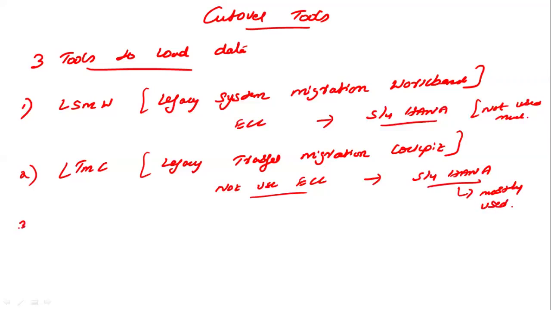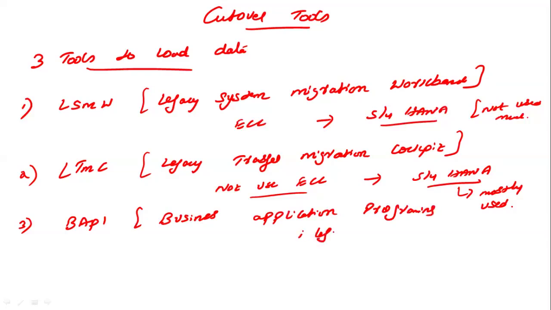Okay, then we have the third tool, BAPI, which is called Business Application Programming Interface. I think it is Business Application Programming Interface. So these are the three tools which are used for the data migration activities.